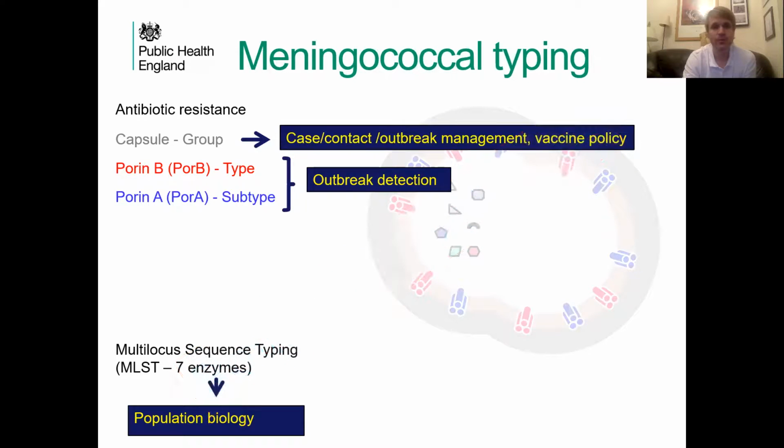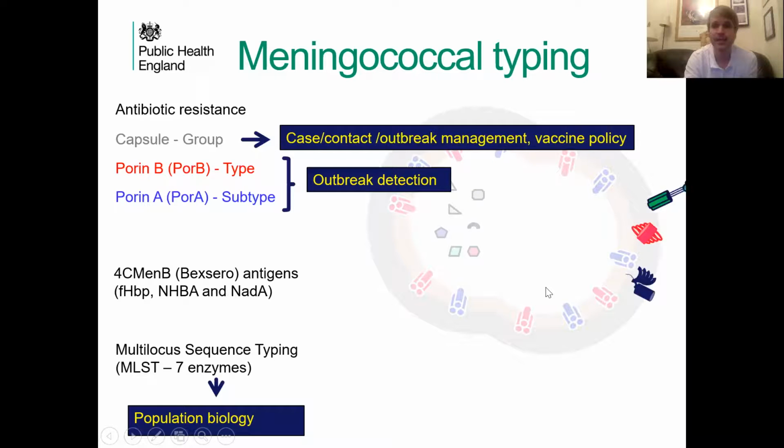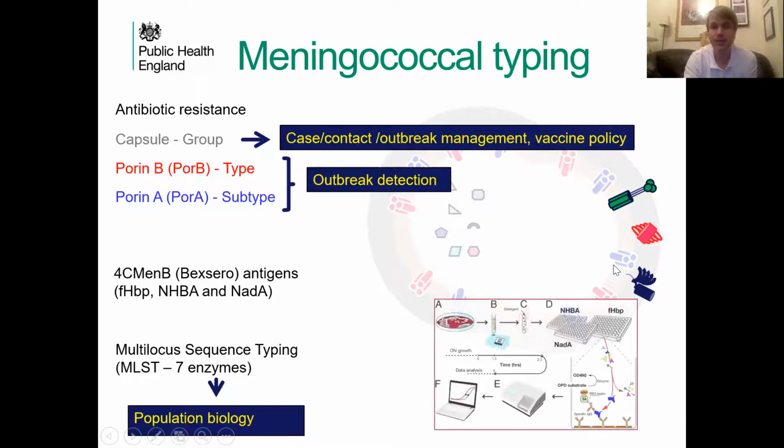But as many of you will know, in September 2015, we introduced the meningococcal B vaccine, 4CMenB or Bexsero, and as well as PorA, this includes three further outer membrane proteins, which are FHbp, NHBA, and NadA. And so now we need to characterize these as well, and we do this genotypically, but also phenotypically using this Meningococcal Antigen Typing Scheme. It's an ELISA, obviously because it's important to know how much these are expressed on the surface.